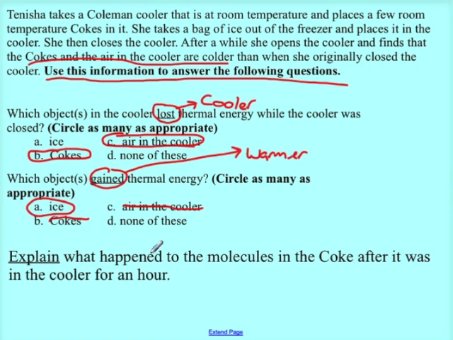And then finally, explain what happened to the molecules in a Coke after it was in the cooler for an hour. So we can look at the fact that the air, it's not going to freeze solid. And neither are the Cokes if you put ice in there. So we're not necessarily talking about the molecules getting really close together and they stop interchanging with each other. But when we talk about temperature, because we talked about thermal energy here, we talked about thermal energy here. So explain what happened to the molecules in a Coke after it was in the cooler for an hour. Well, what's going to happen to those molecules? So what's going to happen at the molecular level?